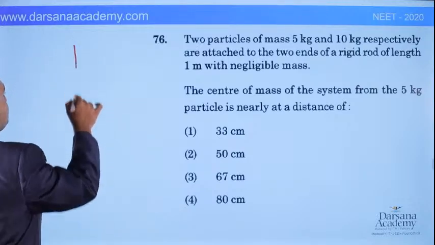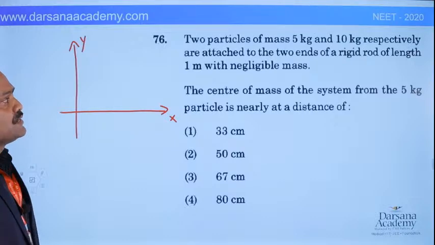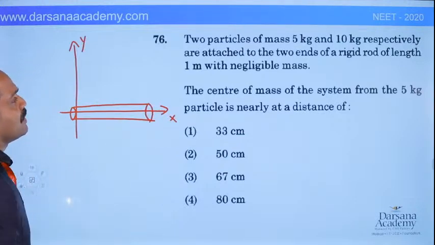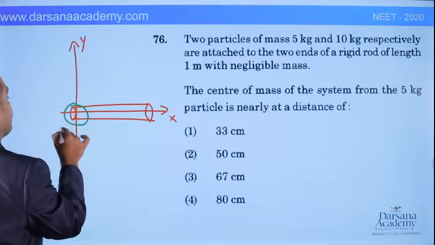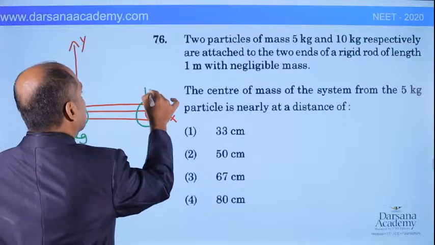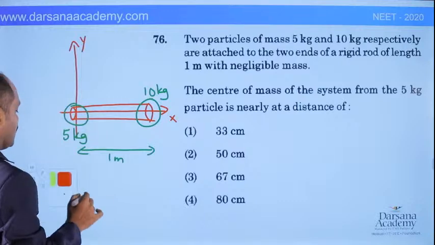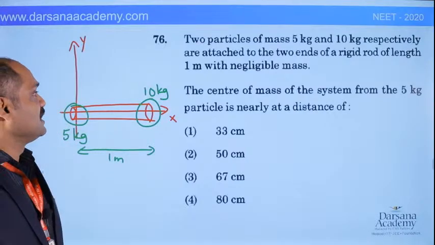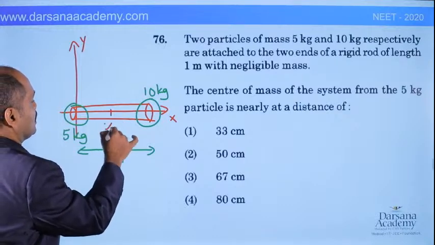Consider the x and y axis, and I'm assuming that the rigid rod is kept along the x-axis, with one end at the origin. At that origin we keep the 5 kilogram mass. At the other end, at 1 meter length, we have the 10 kilogram mass. You are asked to find the center of mass position from the 5 kilogram mass, so I deliberately kept it at the origin. It will be somewhere here. You put it as xcm.